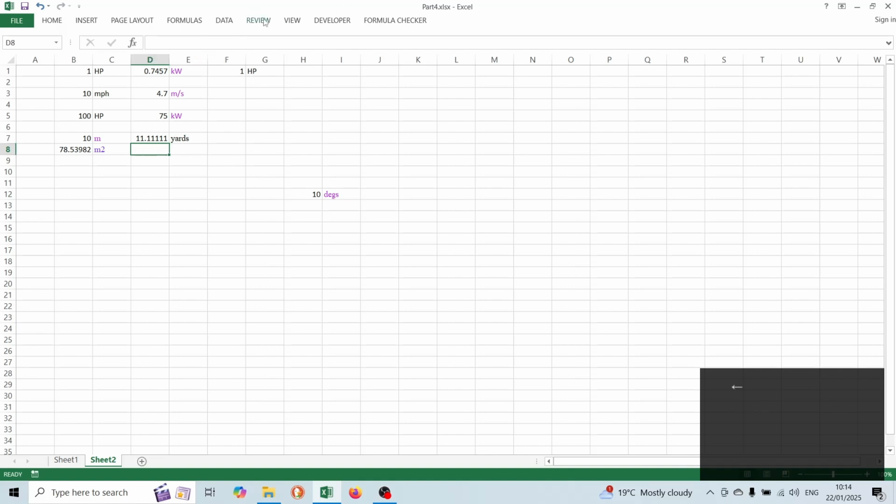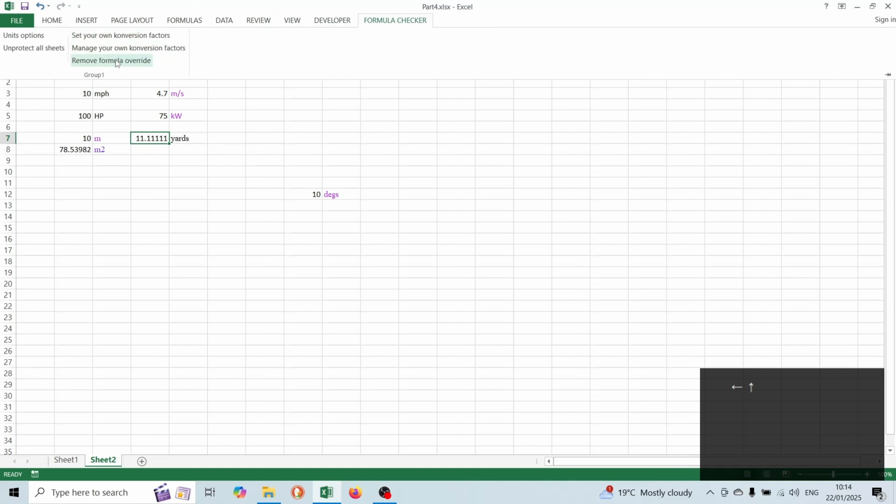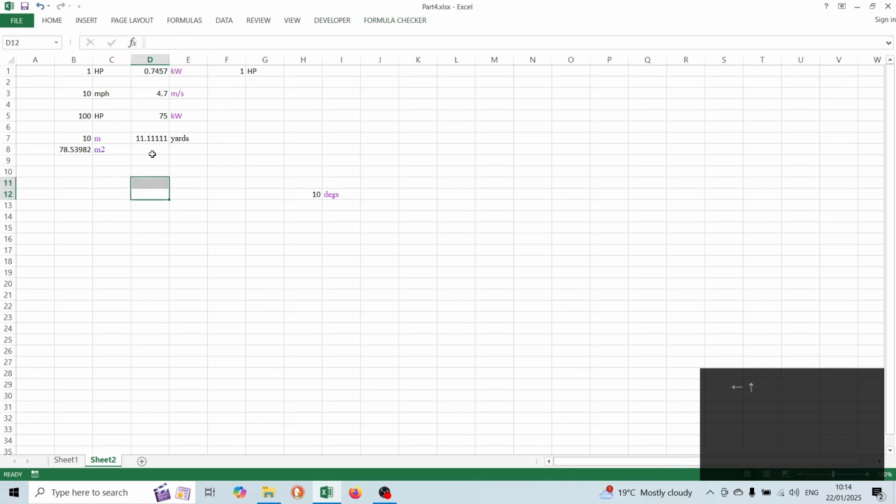To return the cell D7 to its normal treatment by the formula checker, I select the cell and from the formula checker tab choose remove formula override. Next time I return to this and enter a formula equals this divided by 0.3048, the formula checker writes meters again and treats the constant as dimensionless.